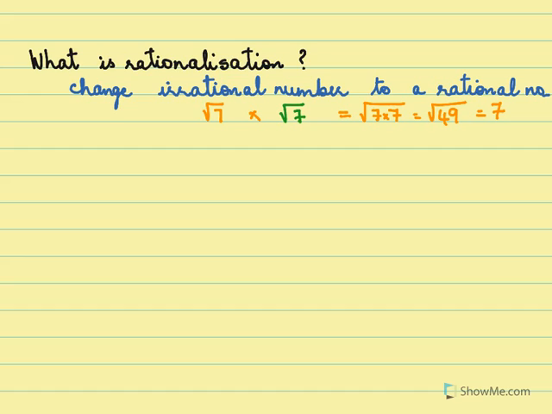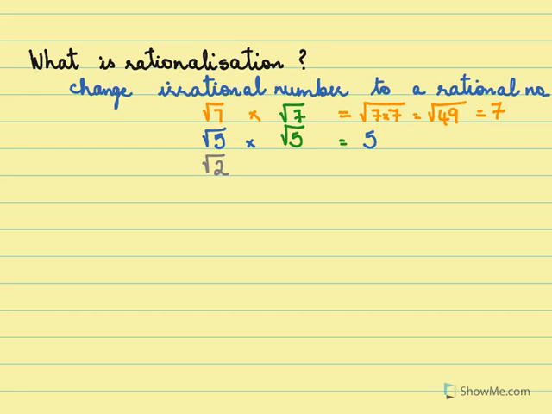Now let's go ahead and rationalize under root 5. The rationalizing factor of under root 5 will also be under root 5. Now under root 5 into under root 5, I'm going to go straight on and write, will be 5. I'm skipping the other steps.